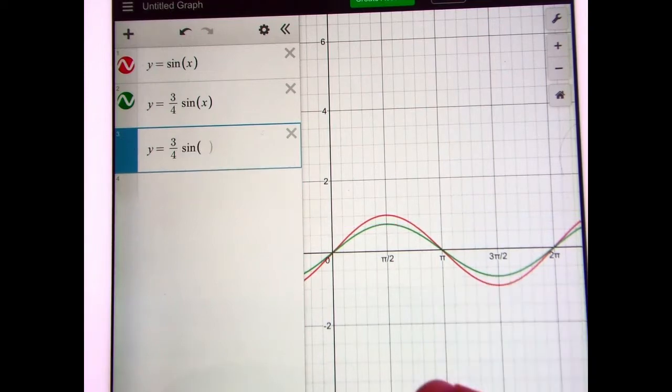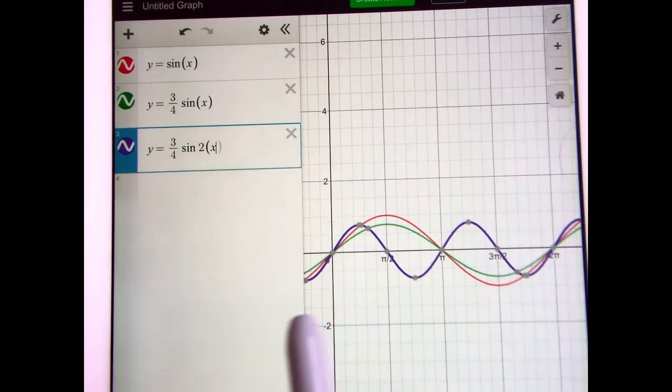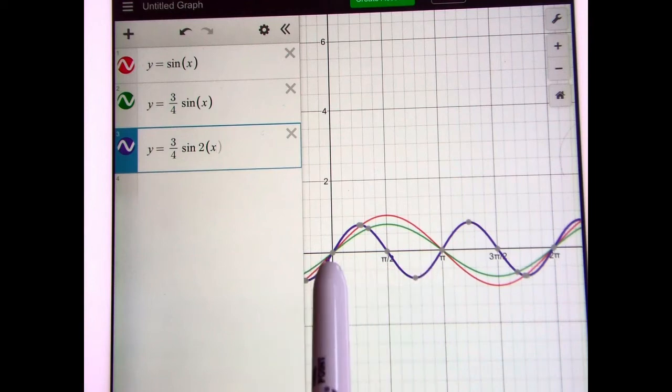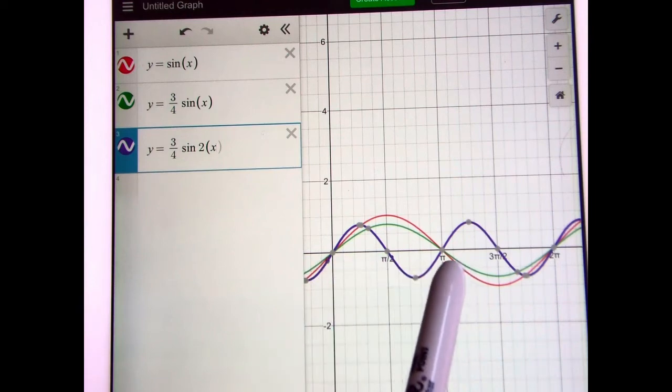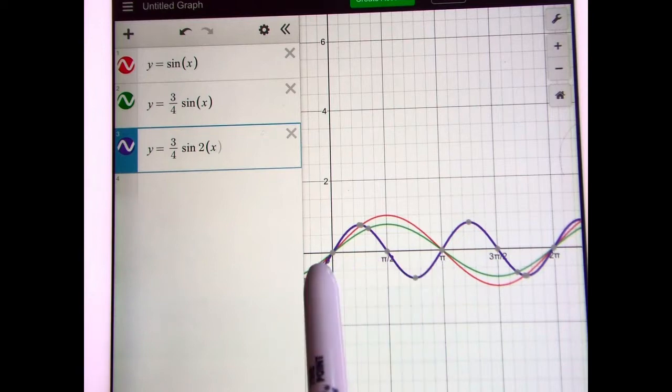So in order to do that, I need sine parentheses, or 2 parentheses x. Let's keep that 2 outside of the parentheses. So doing that, we have a blue graph here, and the blue graph is definitely showing a period of pi. The blue graph has an amplitude of 3/4, but it now has a period of pi.